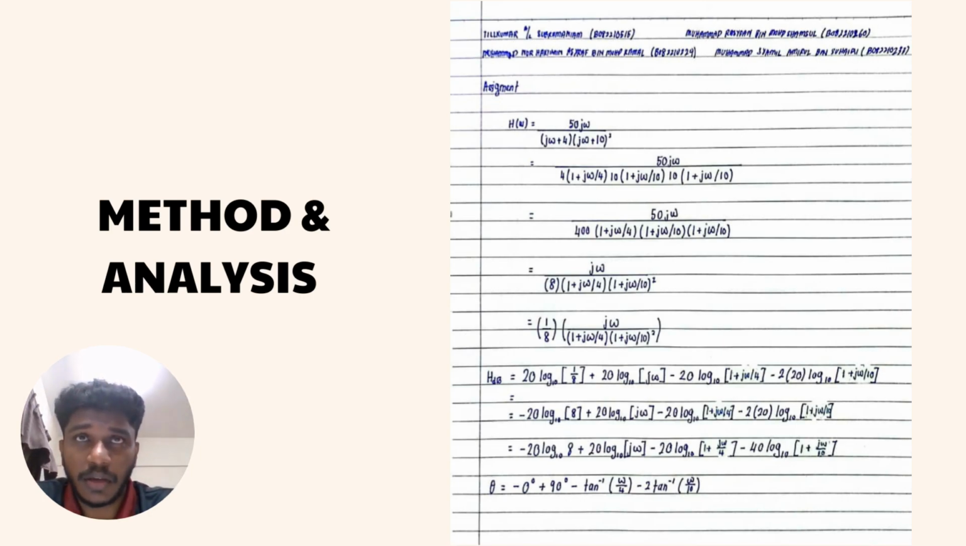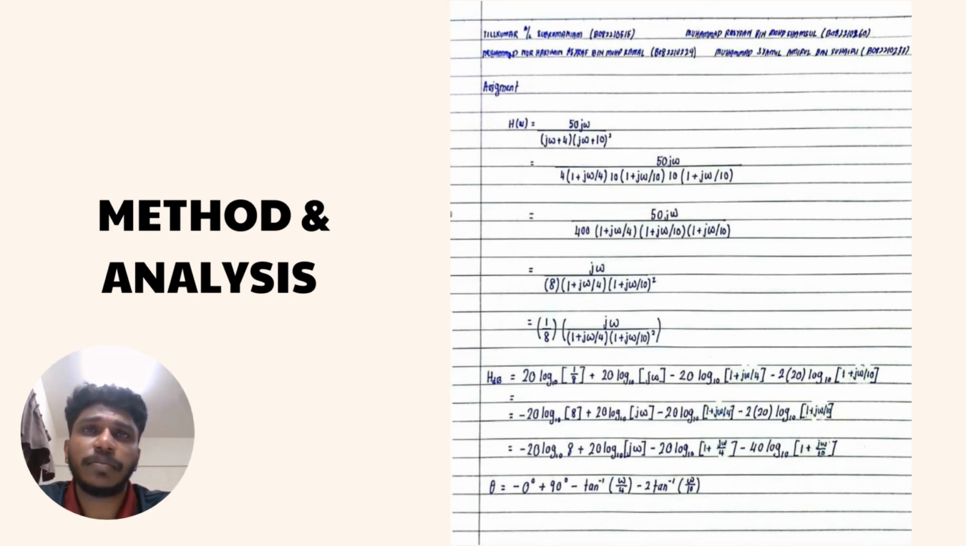So from this assignment, we are given that the equation for our transfer function is H(jω) = 50jω over (jω + 4) times (jω + 10) squared. So we can see that this is our equation. There is a general equation, and we follow the general equation to solve this problem. By using the general equation, we simplify this problem in the next step.